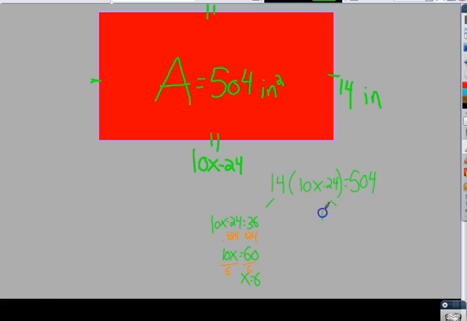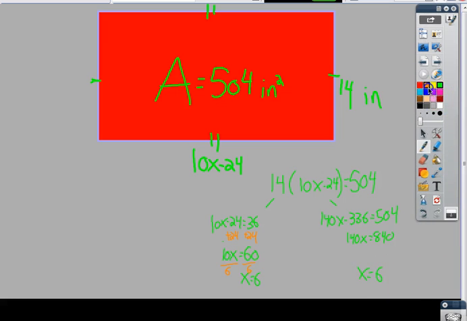The other way to do this problem is to simply distribute the 14 in there and then solve. You take this right here, add 336 to it, it's 840, and divide 840 by 140, you get x equal to 6.